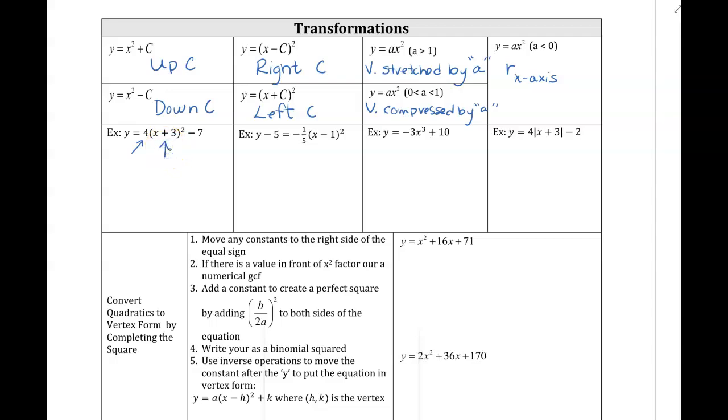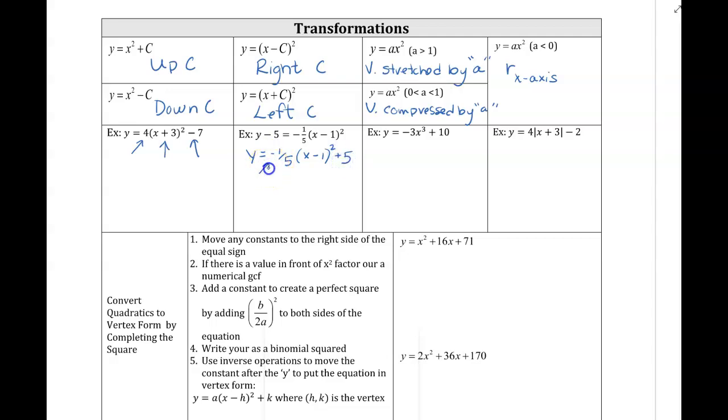This x plus 3, that tells us we shifted either left or right, that would be to the left 3 units. The minus 7, that's showing that it would shift down 7 units. Now on the next one, we have to solve for y first before we can look at any of these transformations. I could easily do that by adding 5 to both sides. So we'd have negative 1/5 x minus 1 squared, and then if I add 5, we're going to have a plus 5 there.